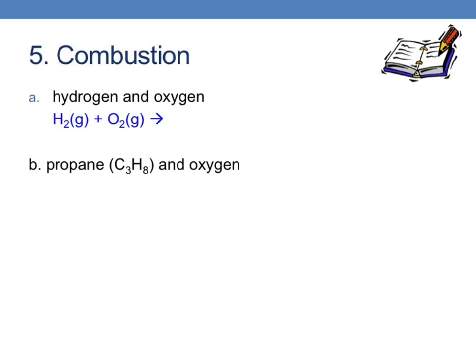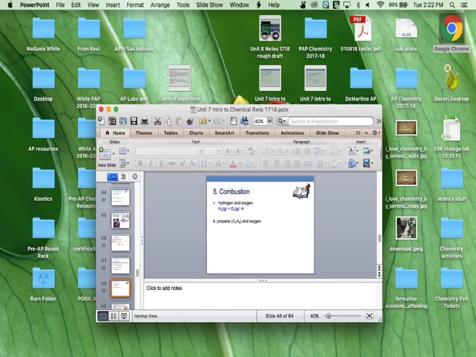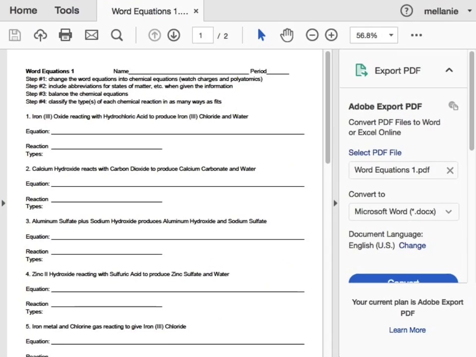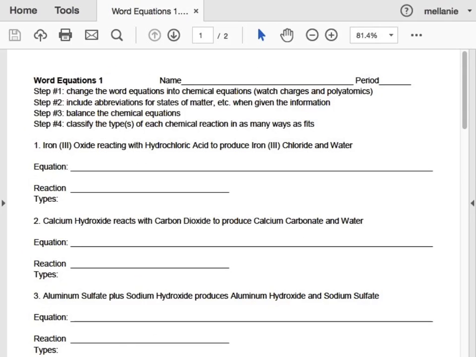Okay, so what we're going to do next is take a look at our worksheet. It's in this packet, right? No, I'm fixing to hand it out.